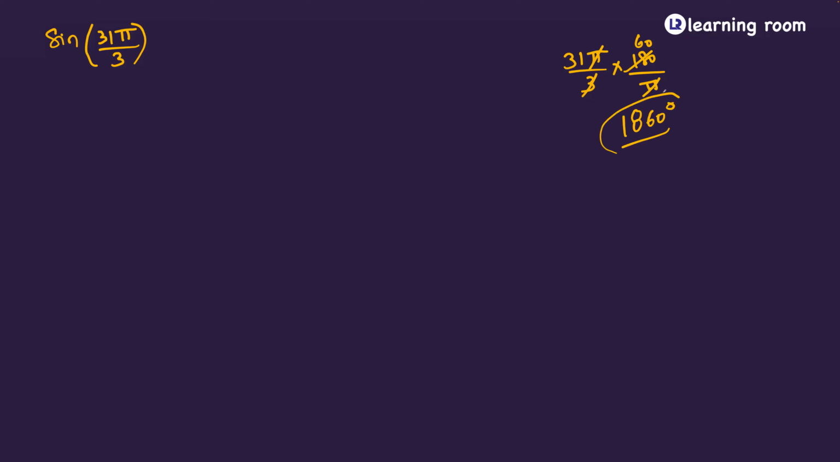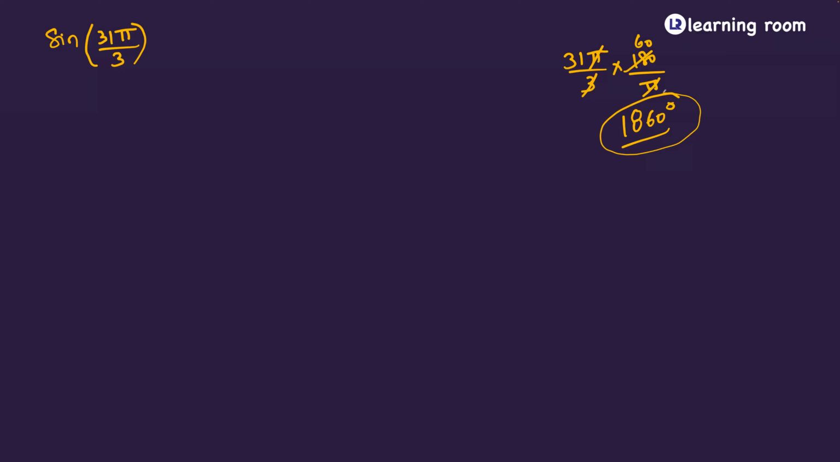So I want you all to concentrate. The value they are asking is sine of 31 pi by 3. Since we dealt with degrees, first let's try to understand what they are asking. So 31 pi by 3, you will multiply it with 180 by pi. Cancel this and this, it is going to go 60 times. 60 into 31 is going to be 1860. So you need to find sine of this 1860.